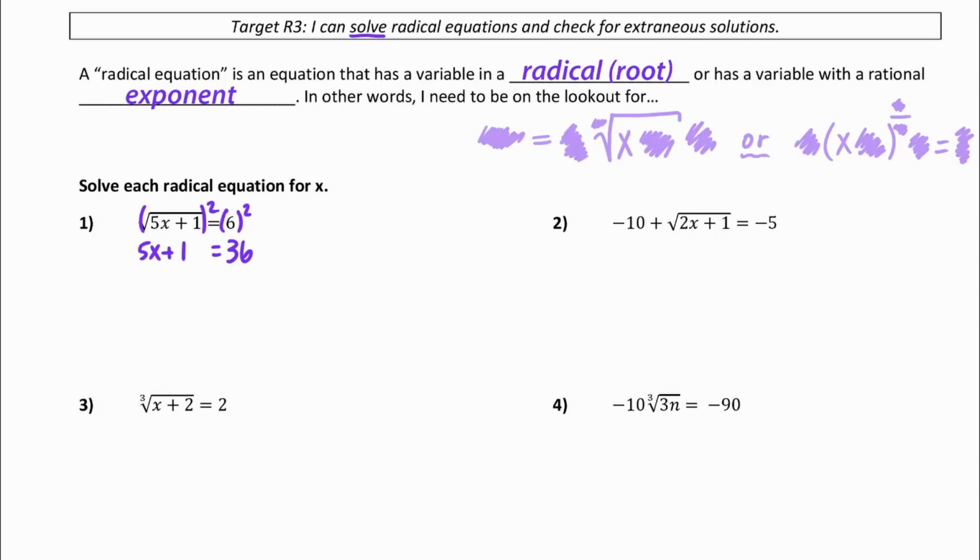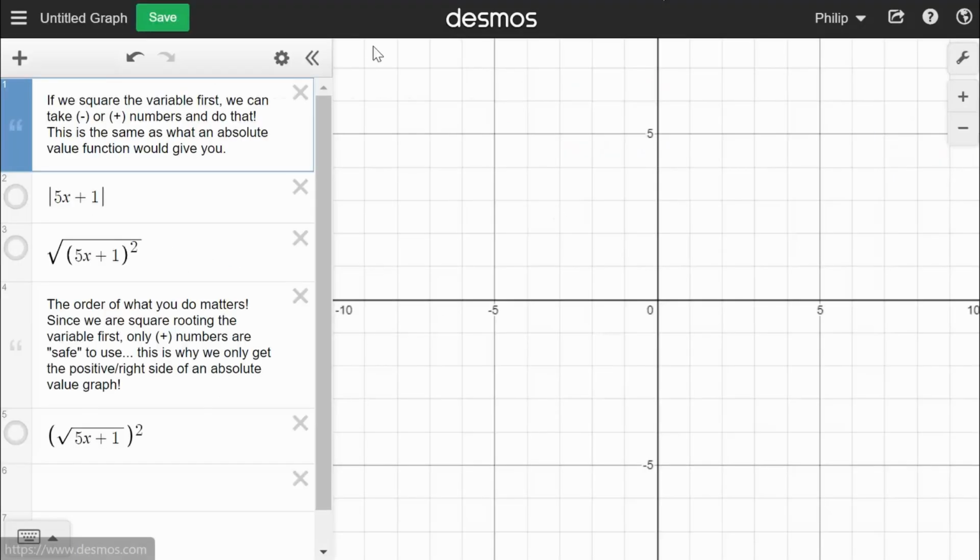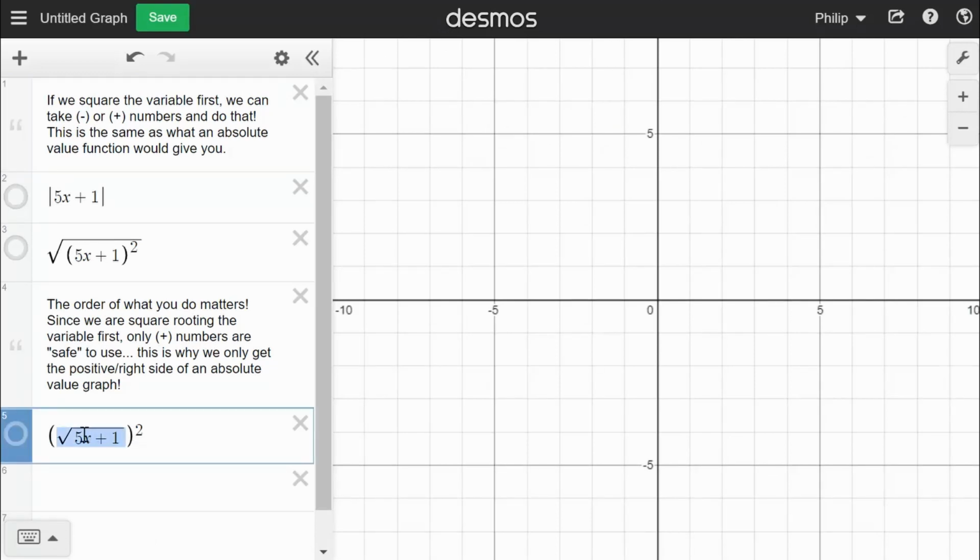So I'm going to bring in Desmos here really quick to figure out if we need absolute value bars or not. Firstly, I've typed in exactly what our work has. We have a square root, and then we are squaring that square root. And if I turn that on, you would expect to see an absolute value function if we're going to use absolute value bars. But surprisingly, we don't have that.